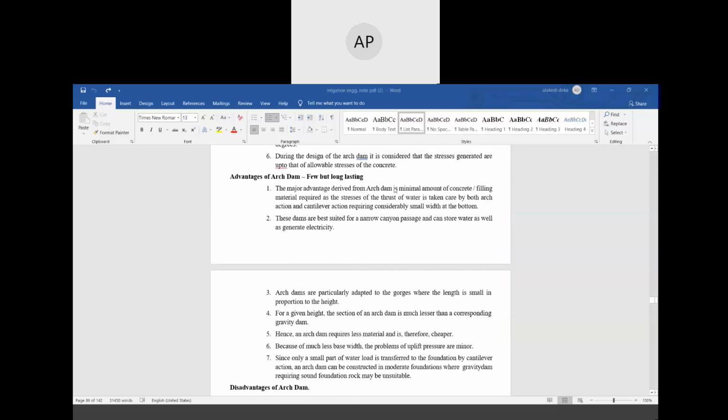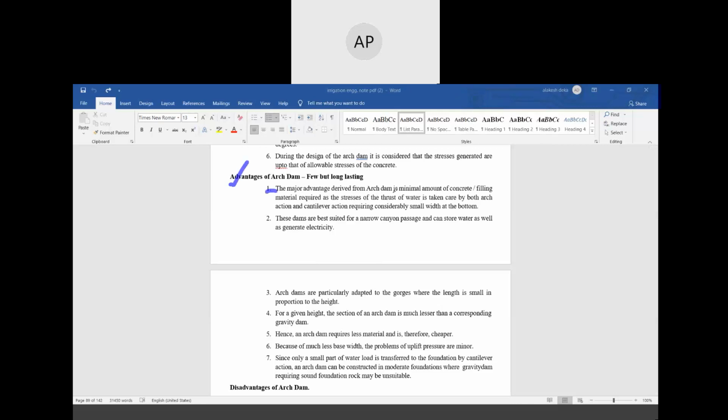Advantages. The major advantage derived from an arch dam is a minimal amount of concrete filling. That means we require less concrete while designing an arch dam. Okay, that is one important advantage of an arch dam.